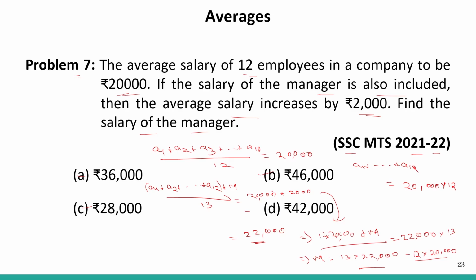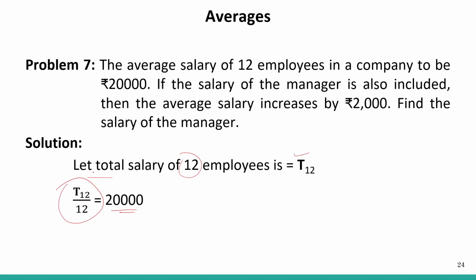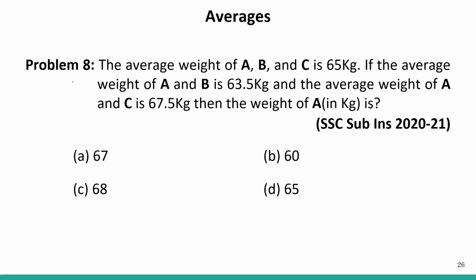So 46,000 is the only correct answer. These are all wrong answers. This question has been asked in the SSC MTS 2021-2022 paper. So let's see the next problem, that is problem number 8.